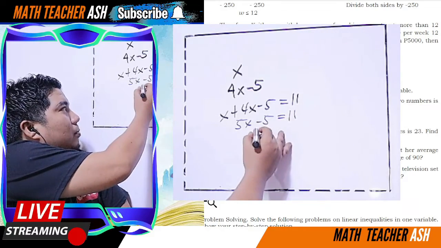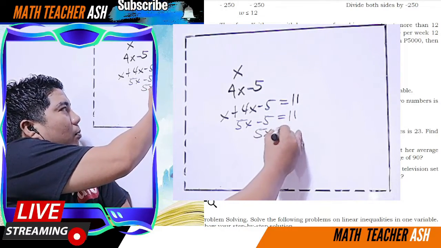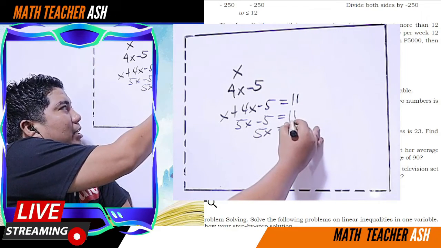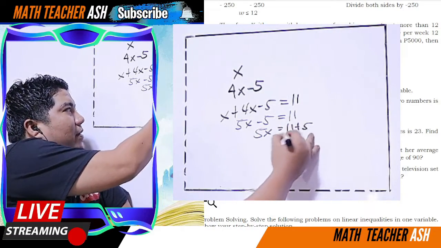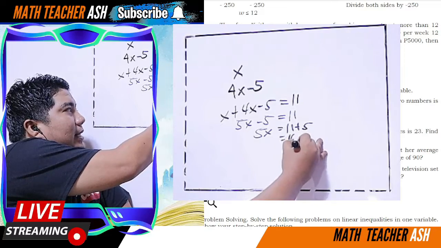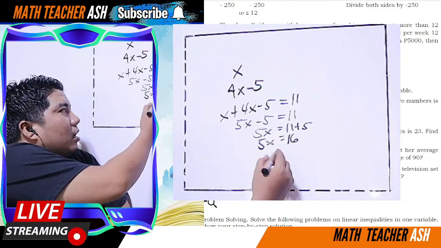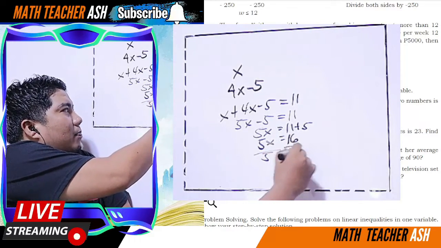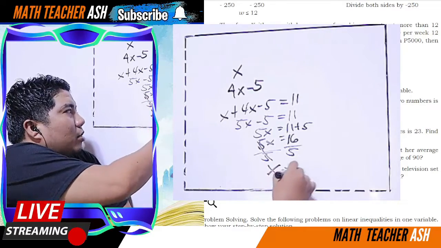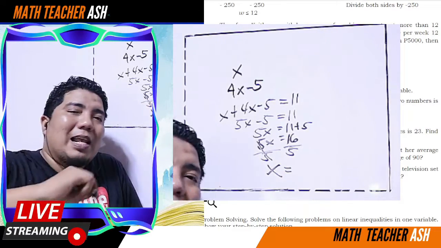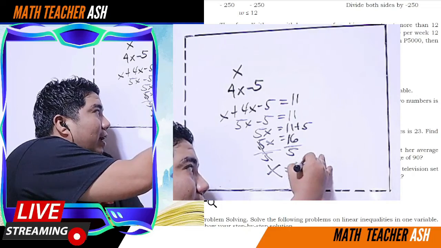Of course, you transpose, combine like terms. So, si minus 5 magiging plus 5 na. So, 11 plus 5 magiging 16 na yan. Alright. So, 5x. Divide both sides by 5 para makancel. X ngayon is 16 divided by 5. So, ilan ba ang 5 sa 16? That is 3.2.